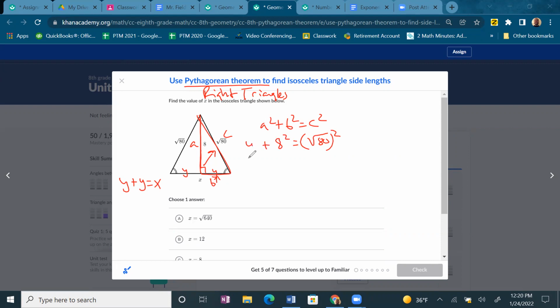And then A is that Y. All right, so then Y squared, 8 squared is 64. The square root of 80 squared is 80. And now we gotta put our numbers on the right. And what is 80 minus 64? 16. So now we square root both sides. And the answer is 4. But that's the answer for Y.